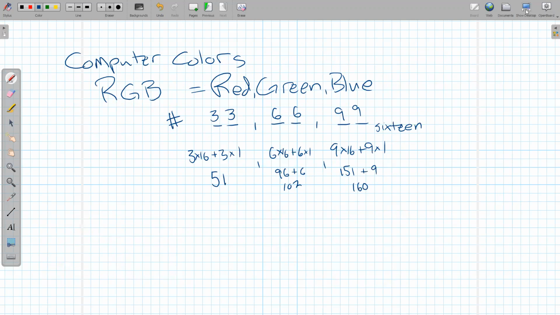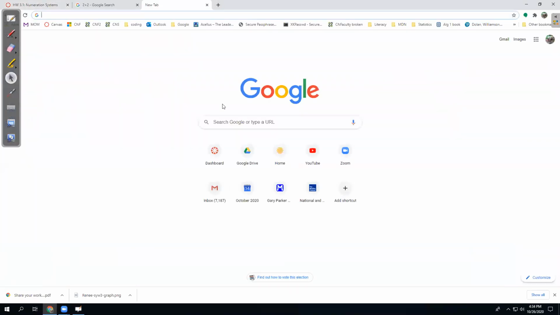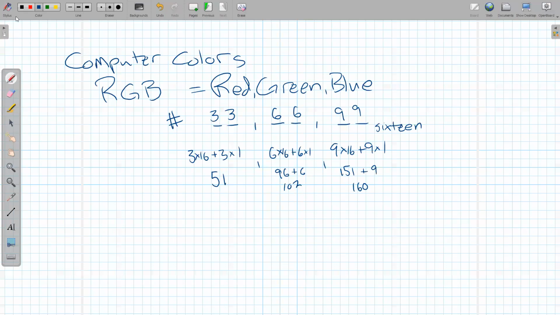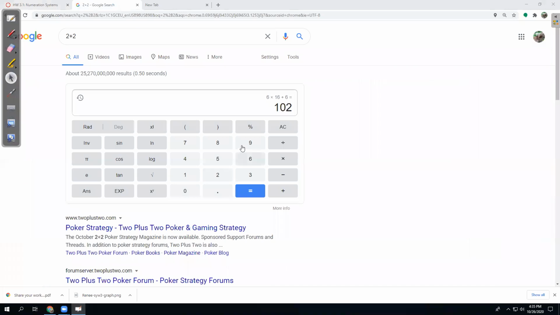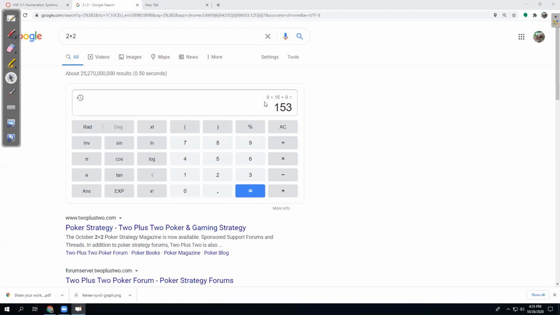Let's double check on the calculator some of these. So 6 times base 16 plus 6, 102, and that's what I thought it was. And the other one was 9 times 16 plus 9. And that's 153, which is, ooh, I was way off on that one. I messed that up. Did I type it right? 9 times 16 plus 9. Yep, okay, 153. So I did it in my head and I made a mistake.